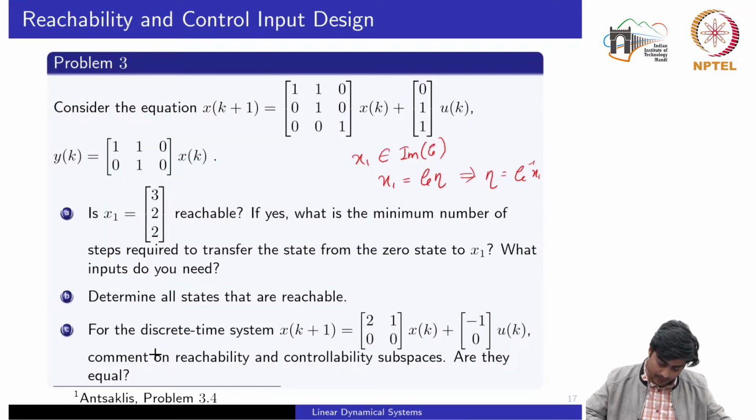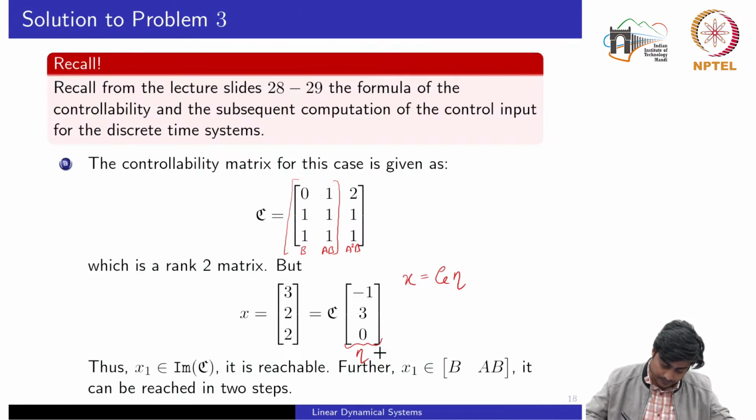So going back to part 3, here another discrete time system has been chosen with different A and B matrices and also a different dimension of the system. We want to comment on the reachability and controllability subspaces. At the same time, we also need to comment on whether both concepts are equal for this state space system or not.